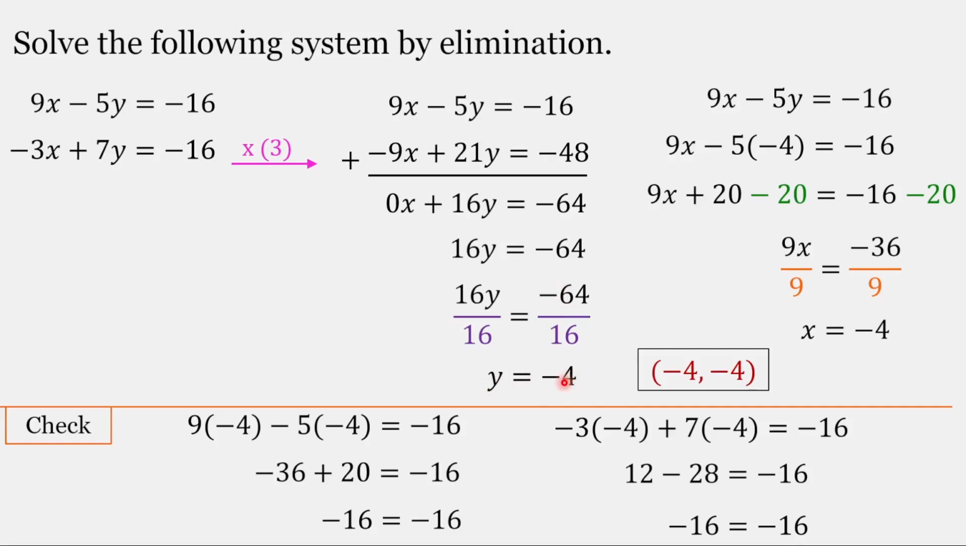And then substituting this value into either of these equations. In this example, I chose the first equation. And solving for x, we get x equal to negative 4. So our solution is an x value of negative 4 and a y value of negative 4.